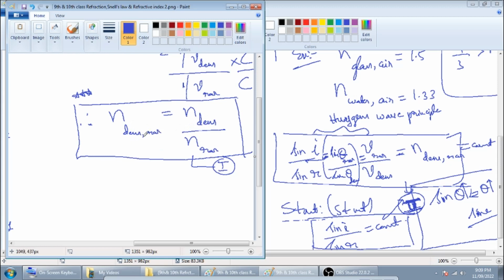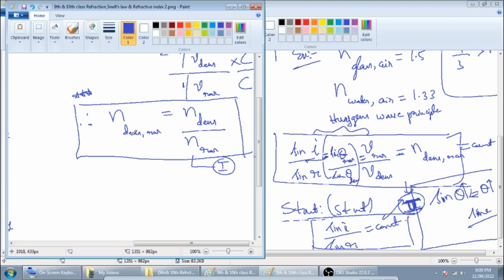Glass with respect to water we never saw. Only glass with respect to air we have seen separately, and water with respect to air we have seen. Then how do we get glass with respect to water? This is the only formula. This is the simplest formula to get glass with respect to water.